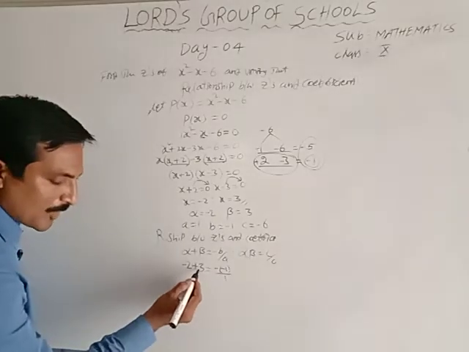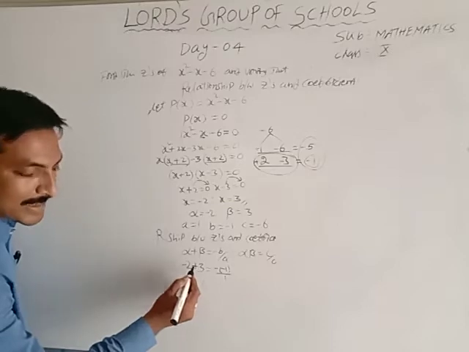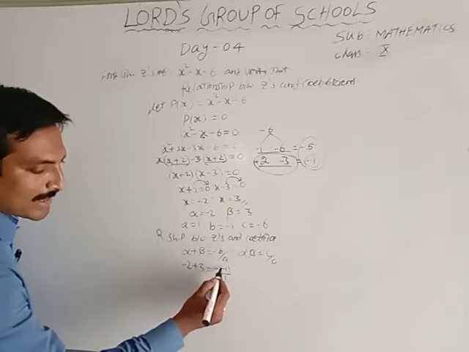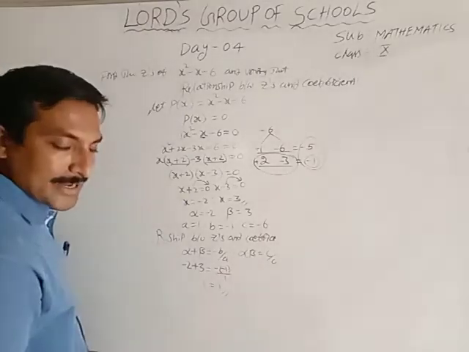Minus 2 plus 3: one is positive and one is negative, so subtract. Minus 2 plus 3 is 1, taking the greater number's sign, which is positive, so plus 1. Minus into minus gives plus 1. This is satisfied. Now comes to the second condition.